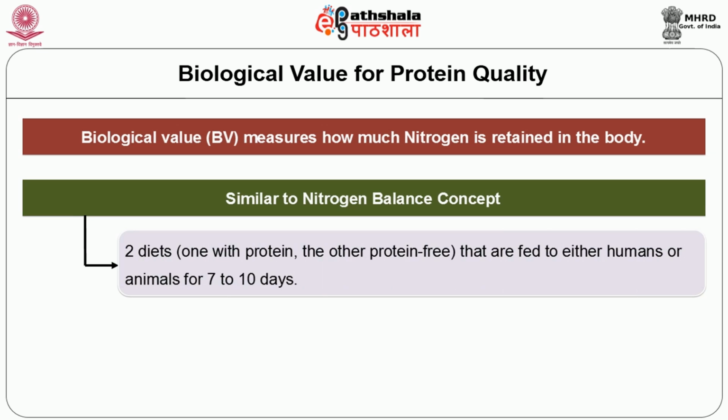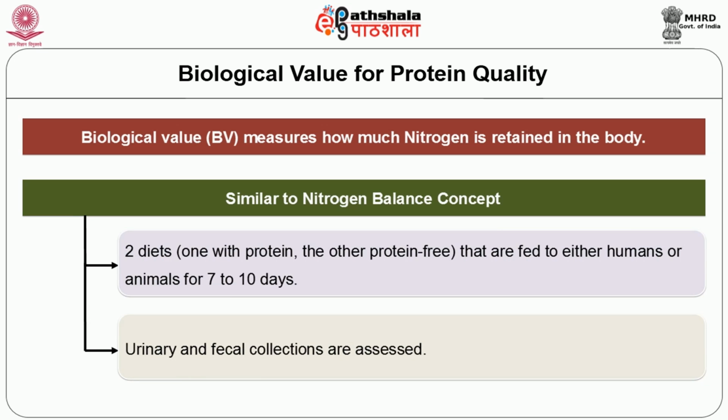In the laboratory, we prepare the diet using starch, minerals, fat and other things except the protein, so that the protein free diet can also be given to one group of animals for 7 to 10 days. Then we collect the urinary and fecal collections. They are assessed for various parameters.